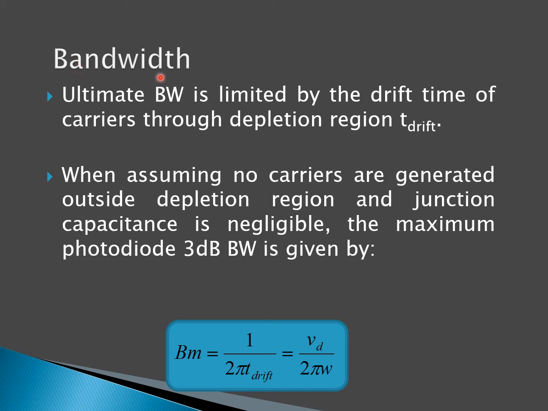For the bandwidth, the ultimate bandwidth is limited by the drift time of the carriers through the depletion region. When assuming no carriers are generated outside the depletion region and the junction capacitance is negligible, the maximum photodiode 3 dB bandwidth is given by this formula: 1 over 2 pi times the drift time.